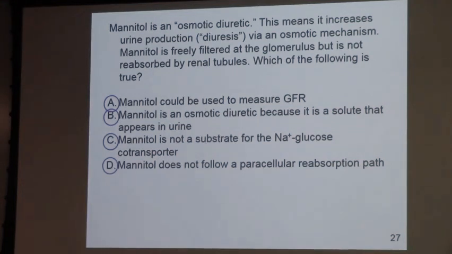Mannitol does not follow a paracellular reabsorption path. It's true. If it did, it would be reabsorbed by the proximal tubule because that's where paracellular transport and water dragging things along like potassium can happen. Okay, so that's the kind of thing that I want you to be thinking about, especially for the problems that you do on Sunday. Water follows solute.